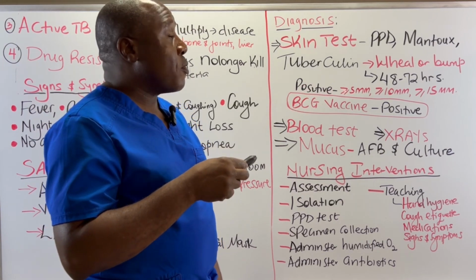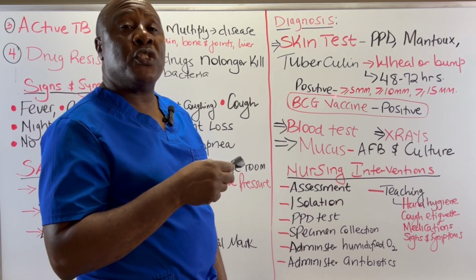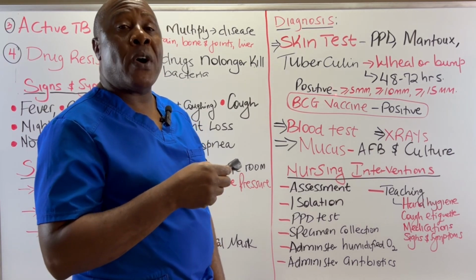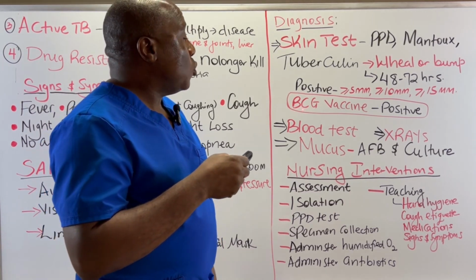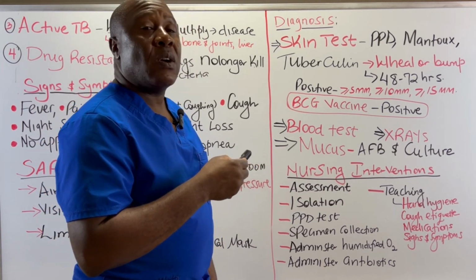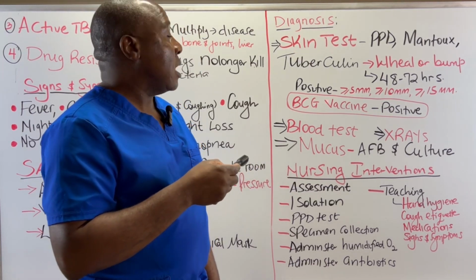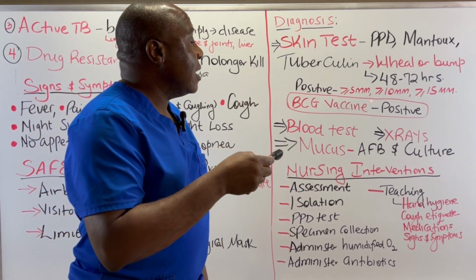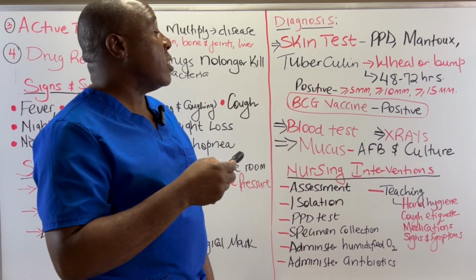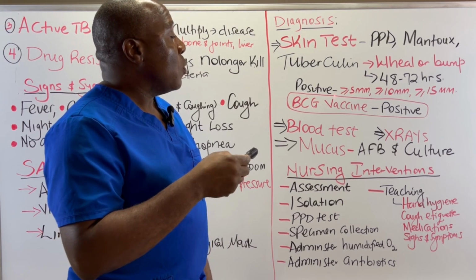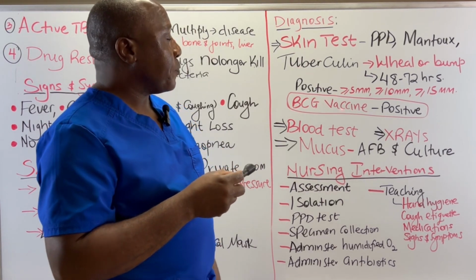So the healthcare provider is going to measure the width of that induration in millimeters and offer the best interpretation. One thing I want you to note is that those people who receive the BCG vaccine will always have a positive reaction to the skin test. These are people who receive a BCG vaccine that protects children against tuberculosis, especially in third world countries. Those people will always have a positive reaction to the skin test.